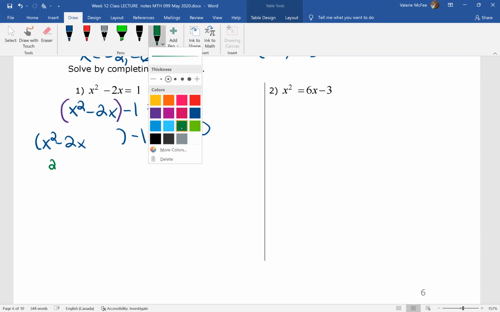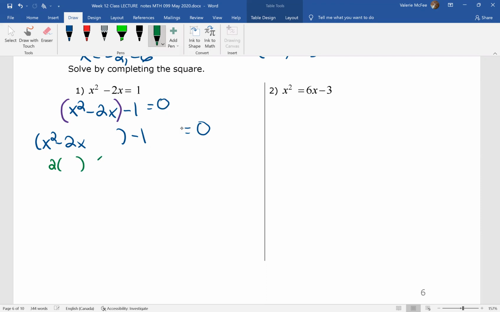We know that we have to think of 2 times a number and then square that number. It's going to be 2 times -1 equals -2, and -1 all squared is +1. In order to balance the equation, we're going to subtract 1. +1 minus 1 gives us 0. It's as if we never used that number at all.